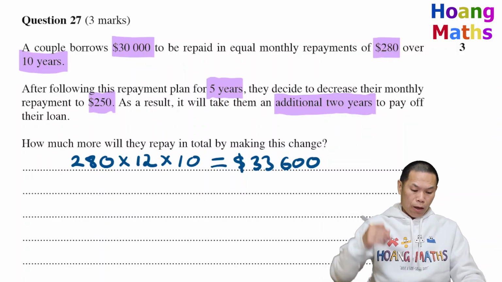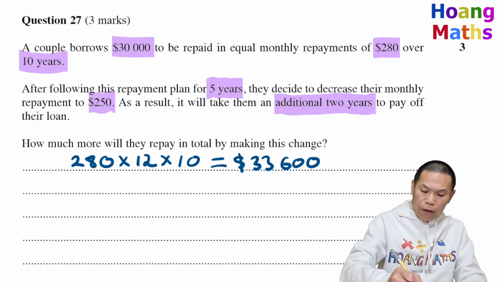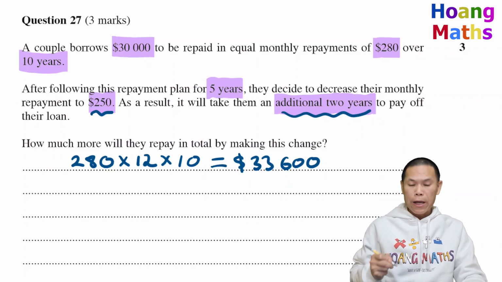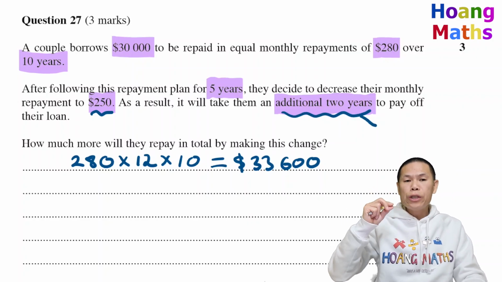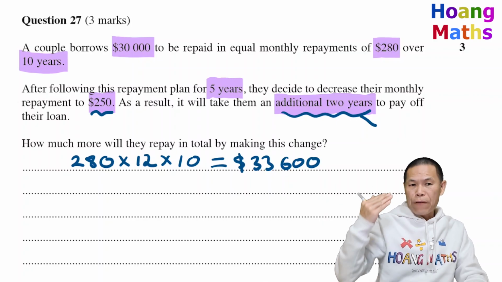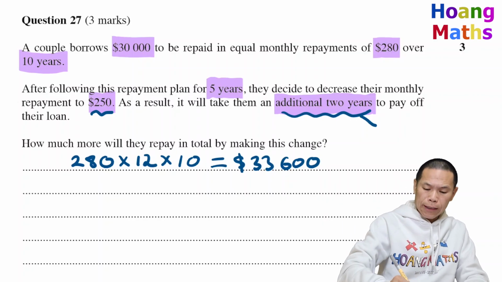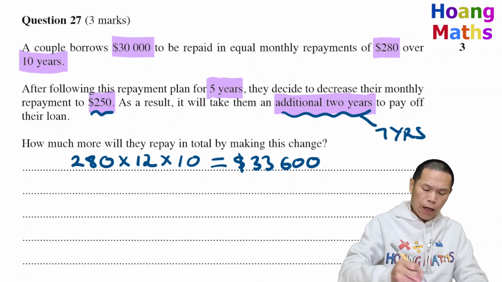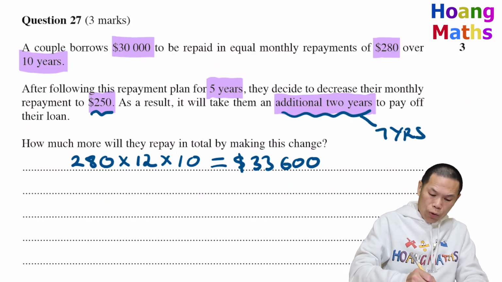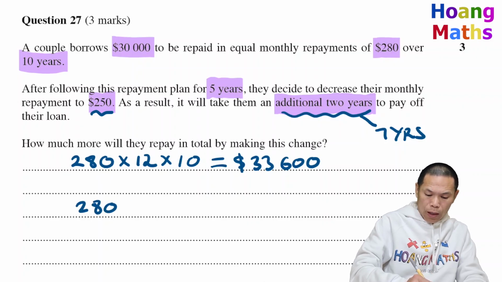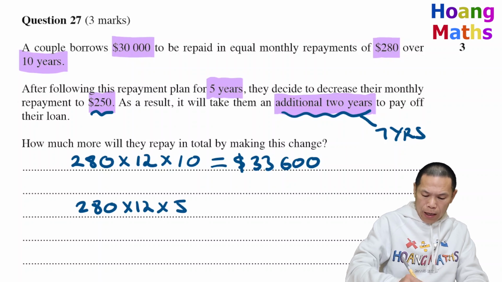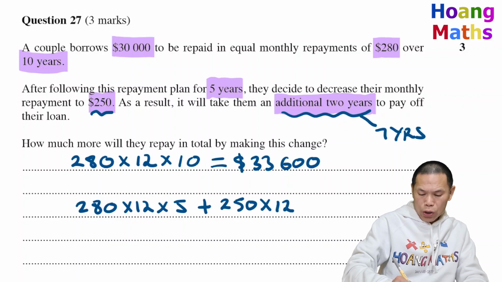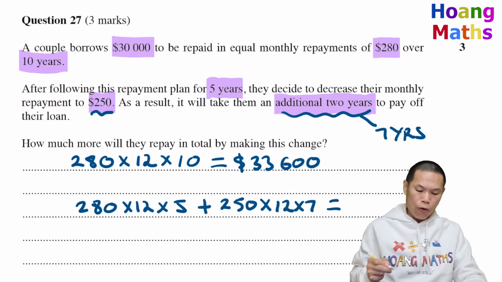$33,600. For plan B, after 5 years, they pay this much with an additional 2 years to pay off. So additional 2 years means after 5 years, so we have 5 plus another 2. Okay, so that means 7 years to pay after 5 years. So now for the first 5 years, the couple pay $280 times 12 times 5. And then we add $250 times 12 times 7 years. That is for plan B.